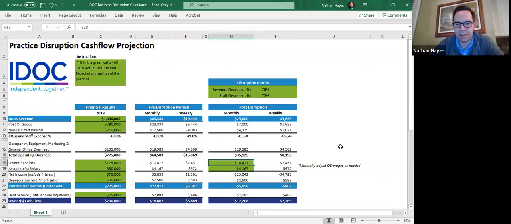The owner's paying $10,000 of that, and the practice net income is minus $23,500, so about minus $20,000 a month. But the cash flow, because the owner's salary is in that number, is really about $12,000 a month. So this is a pretty disrupted practice, but if we're only losing $12,000 a month, then I think most practices could bear that for a little bit. Cash will be tight, but with the available credit it is doable.